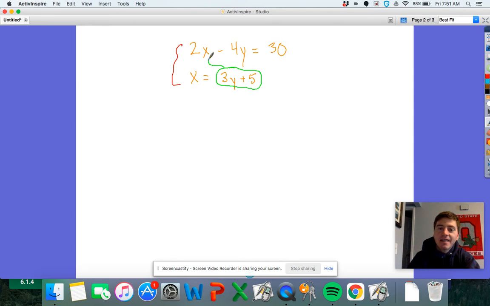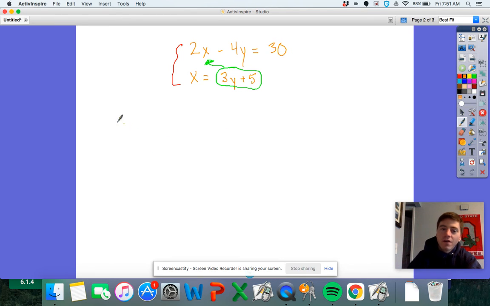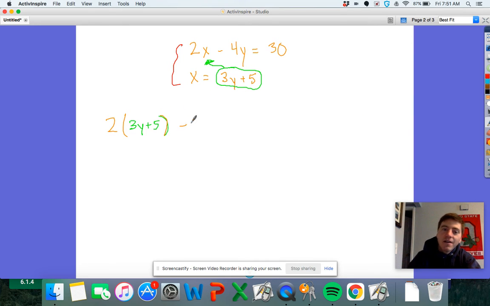Because I can take that and put it in for x. Why? Because it says that's what x is. X is this. So I don't have to write x here. I can write this instead. Substitute it in, right? So go ahead and write 2, open parentheses, and put 3y plus 5 instead of x, right? I'm just subbing that in for x because they said that's what x is. Minus 4y equals 30. Now, good. I have an equation that has one variable, right? It no longer has an x. It just has a y and a y.